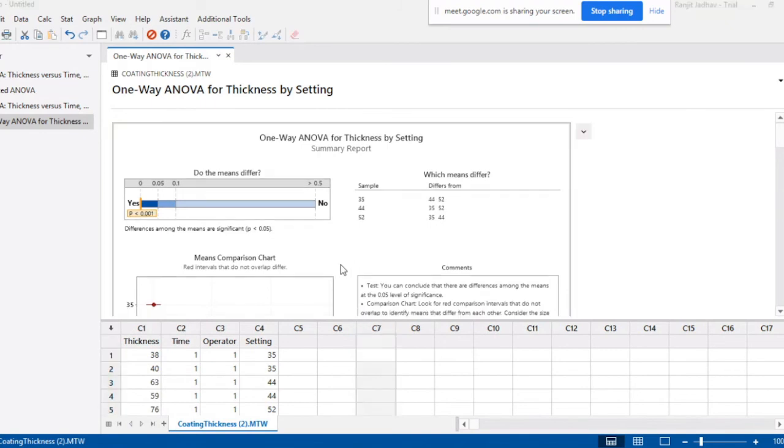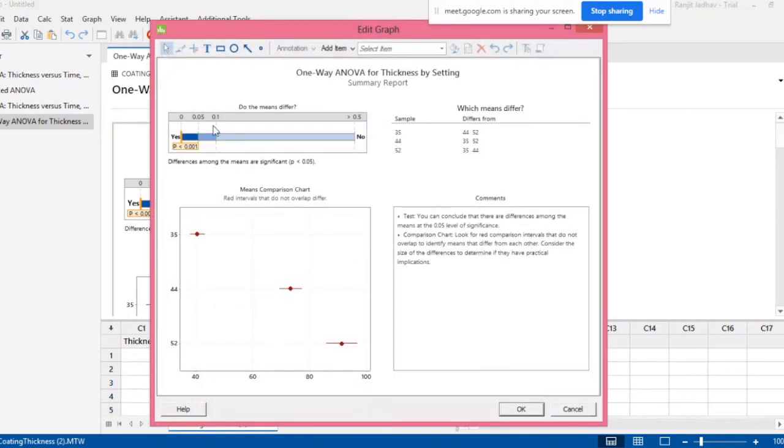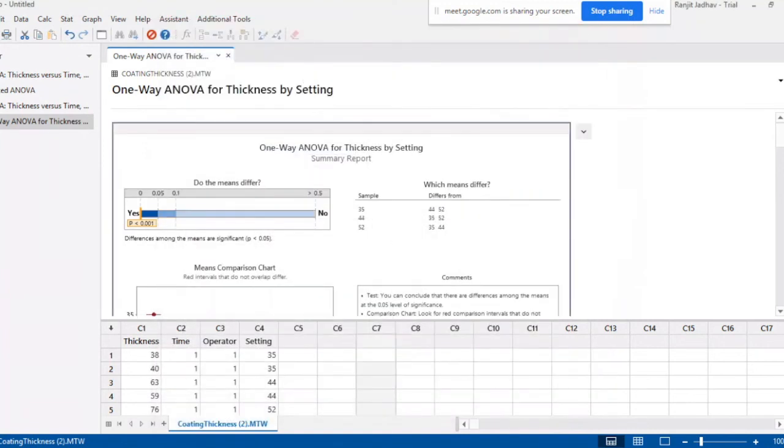So here you can see based on the p-value, what is the conclusion, what are the comments. All this will be done in the assistant. So what is the interpretation that will be given in the assistant? This is for the beginners. You can use the assistant option.